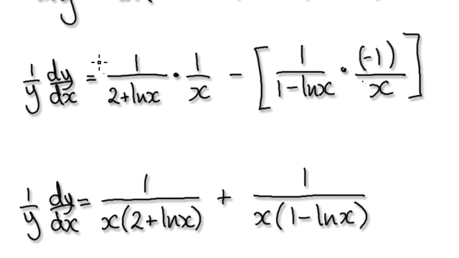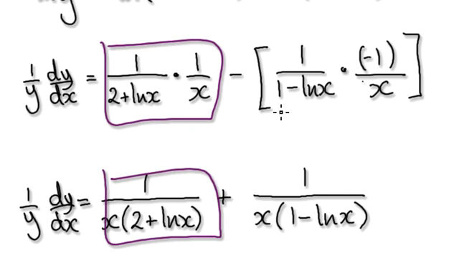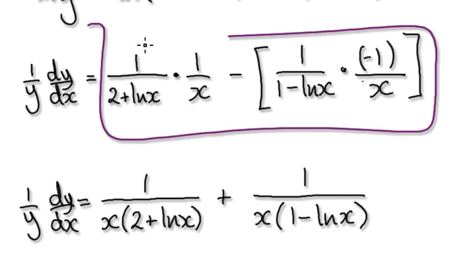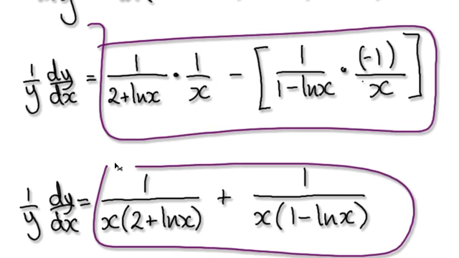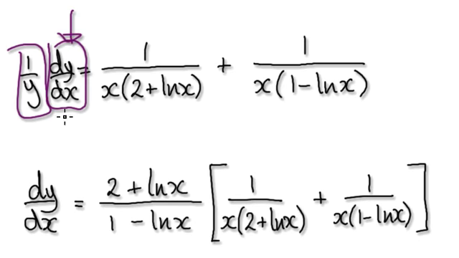Okay, and then it's just a matter of tidying up. So tidy up. So this bit here will become this, and this here you've got a minus here, and then later you've got a minus here. It will become a positive. Anyway, this here will become this here, and then times both sides by y, because we want to get dy by dx on its own. So times both sides by y.